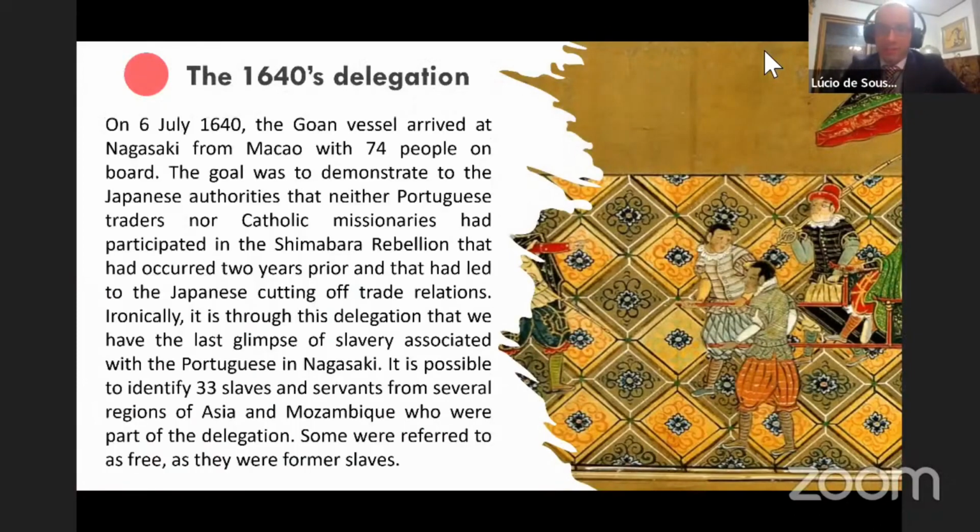Regarding the first topic, the 1640s delegation, on 6th July of 1640, this Goan vessel arrived at Nagasaki from Macau. Usually, these big ships that were built in Goa or in Cochin, and that we find in Biobus, were not built as most people think, in Europe. They are black ships because they were built with teak.